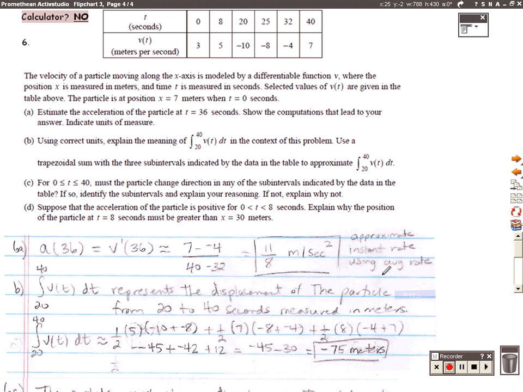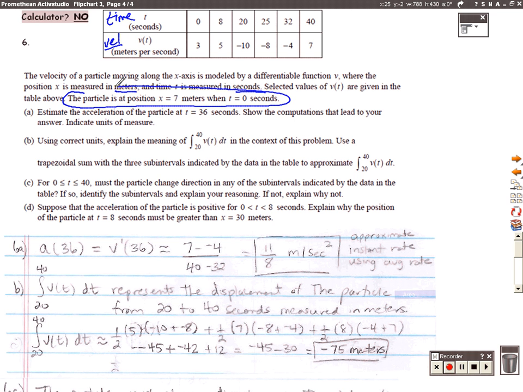Free response question number 6. The velocity of a particle, again, no calculator, moving along the x-axis is modeled by a differentiable function v, where the position x is measured in meters, time is measured in seconds. It's important to understand that this is time and this is velocity. It is not position.